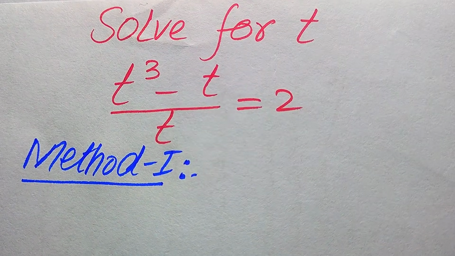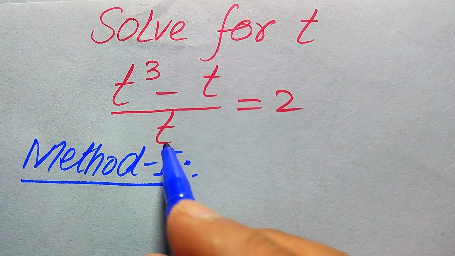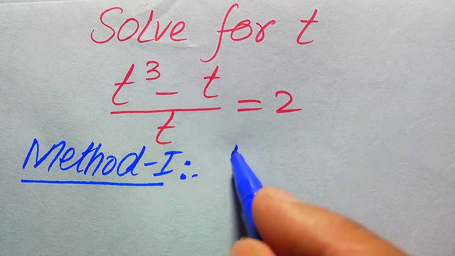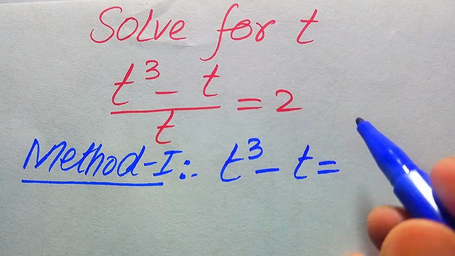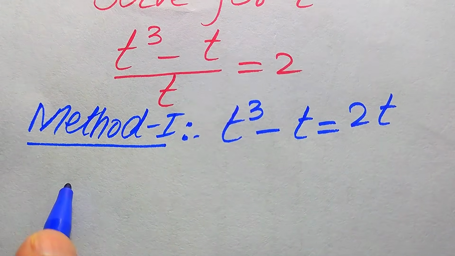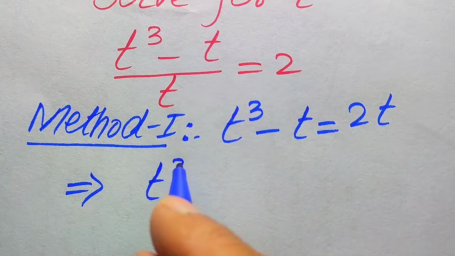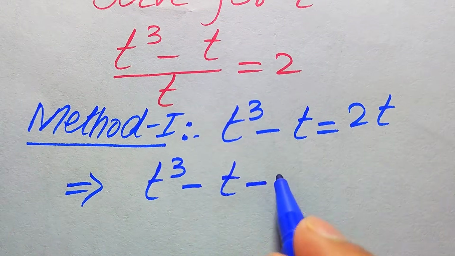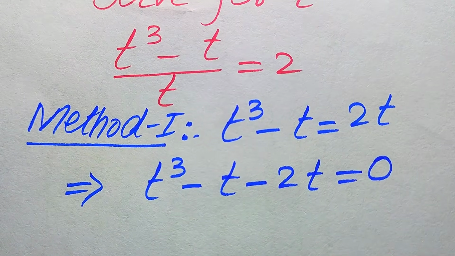And now we move toward the solution of this problem from the first method. In the first method, you see here this t is divided on the left hand side. When we move it to the right hand side, it is multiplied by 2 and we obtain 2 times t. Further, in the next step, we move the term 2t from the right hand side to the left hand side and we obtain t cubed minus t, and this becomes minus 2t, and this whole equation is equal to 0.